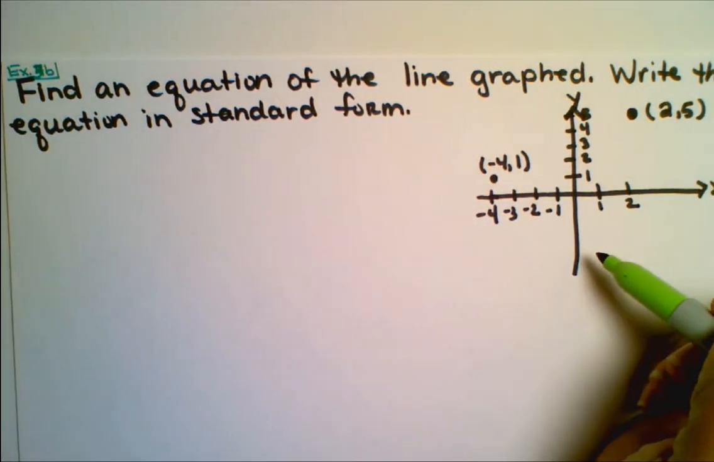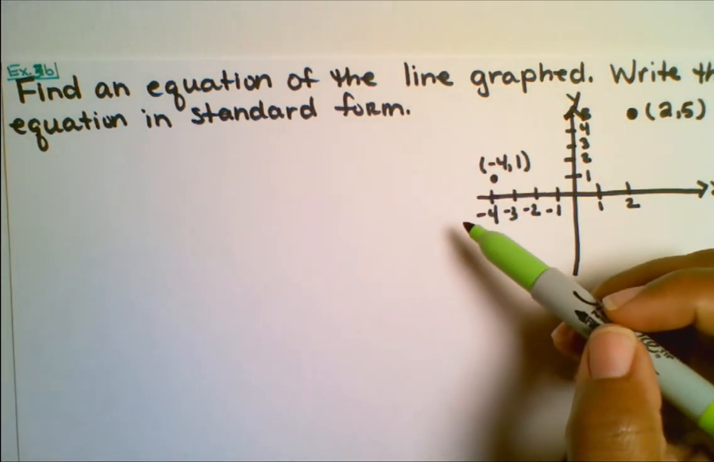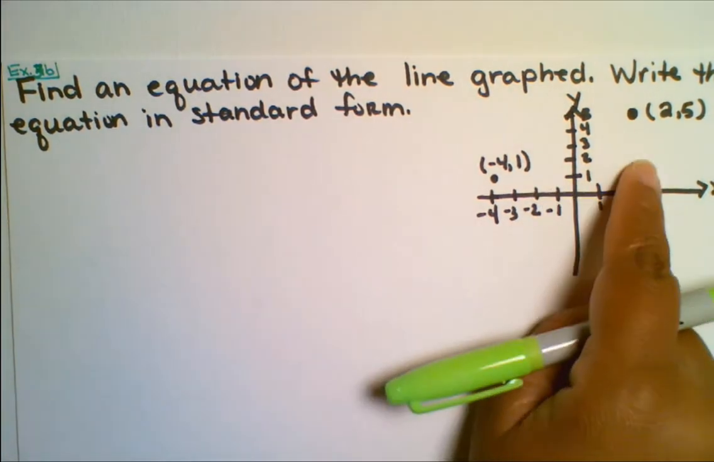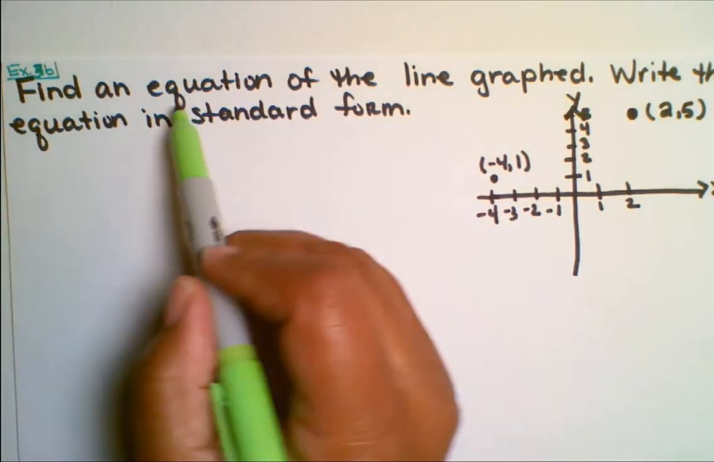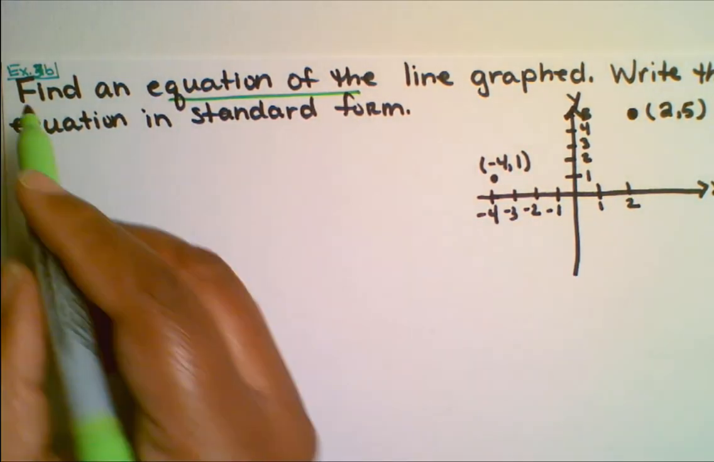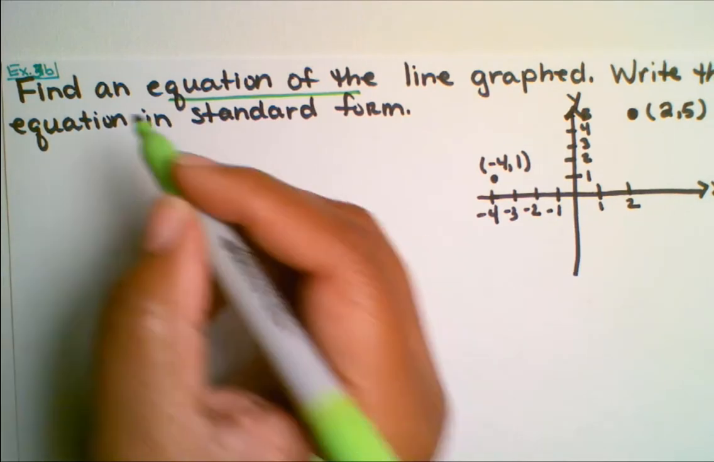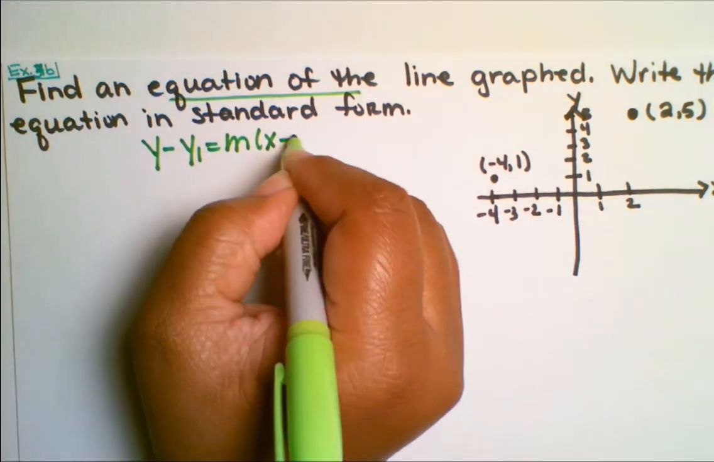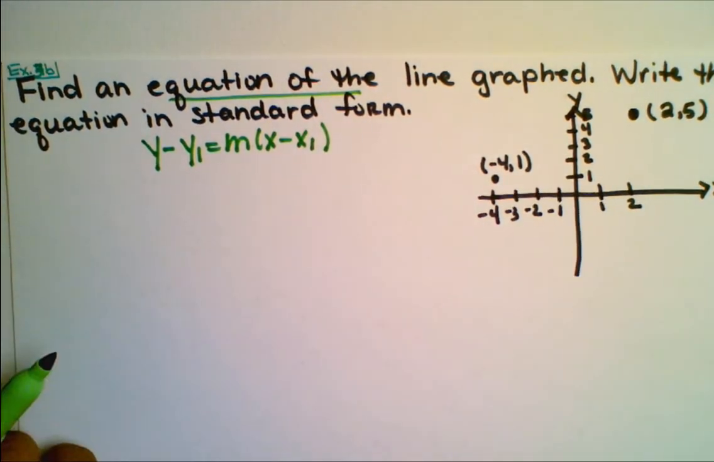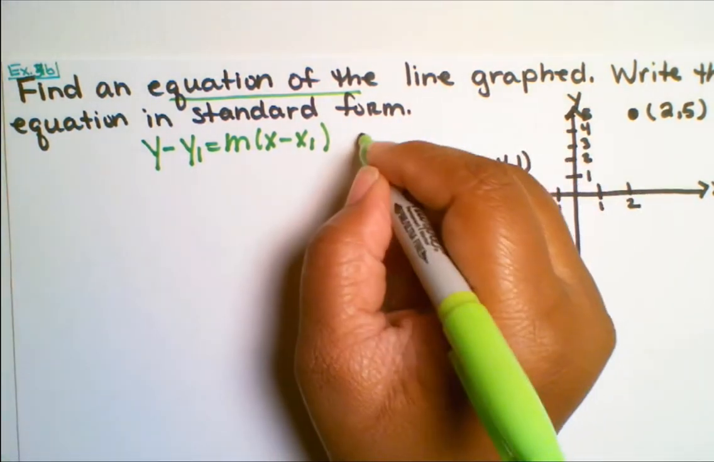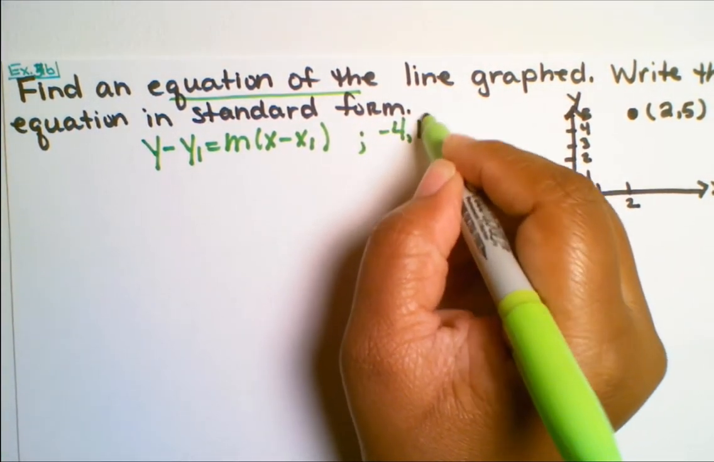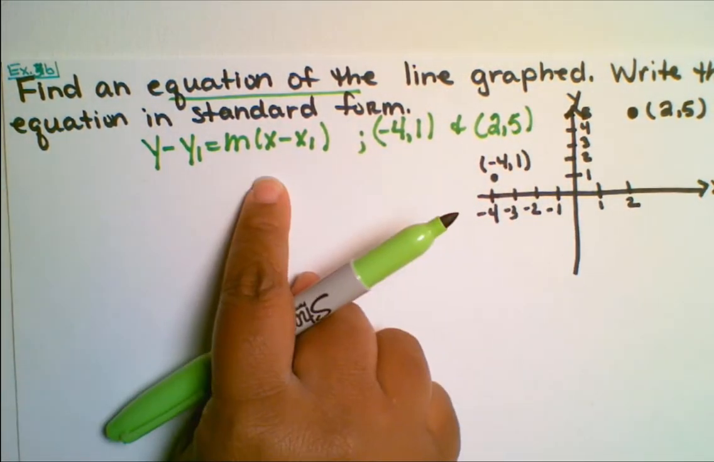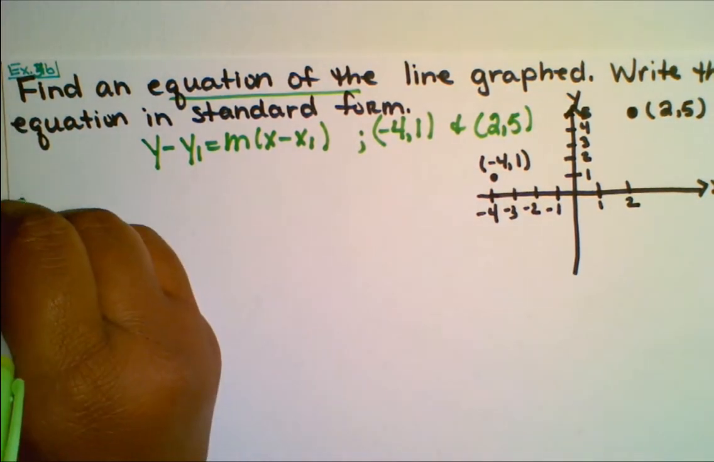So we're going to do the same thing like we did for the last example, where we're going to need several formulas. Number one, because it's asking us to find an equation of the line, we are going to use the point slope formula. We have the ordered pairs (-4, 1) and (2, 5). But before we can use the point slope formula, we need to first find the slope.